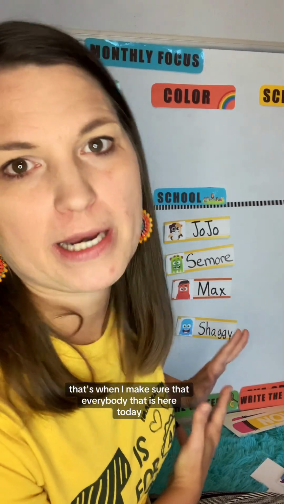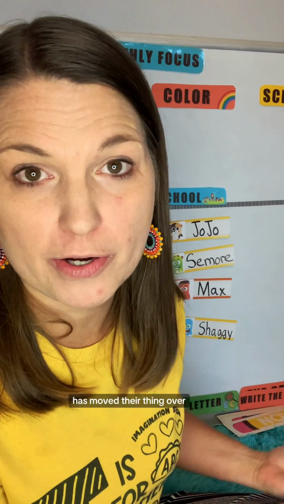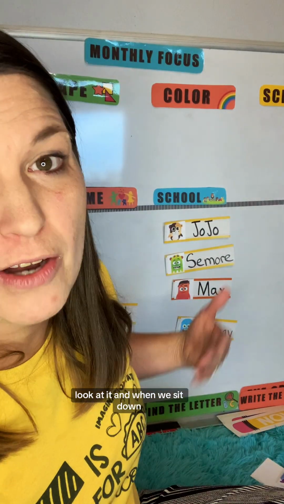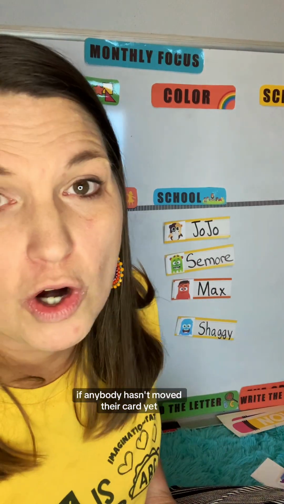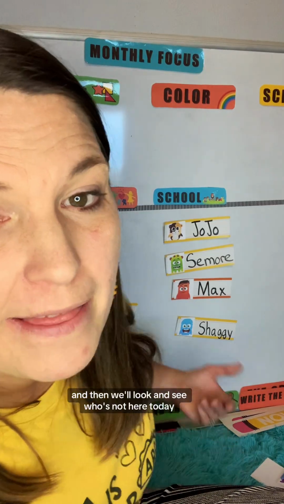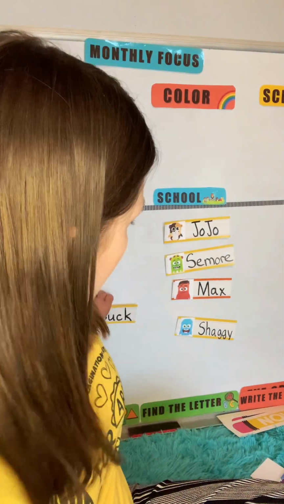When we sit down for circle time, that's when I make sure that everybody who is here today has moved their picture over. That's usually within the first 30, 45 minutes. That cutoff point for when we're starting circle time is usually the cutoff point for when parents are dropping off. When we sit down, if anybody hasn't moved their card yet, they have a moment to go over there and switch it. And then we'll look and see who's not here today.